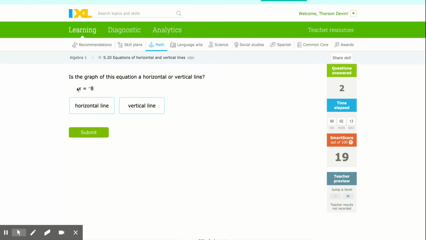But if it's x equals -8, x is never changing. I don't care what y is now. Y can be 5 billion, y can be -2 million, y could be 3, y could be -pi, y could be 88. I don't care what y is. X is always -8. That means I can go up and down as much as I want. I just can't go to the right or to the left because I have to stay at -8. It makes it a vertical line.